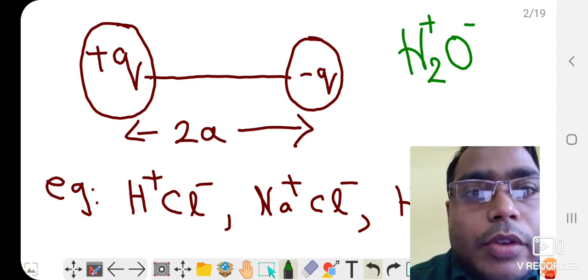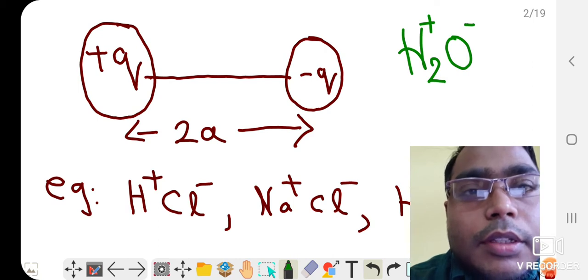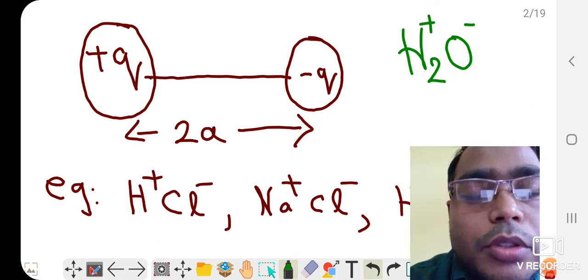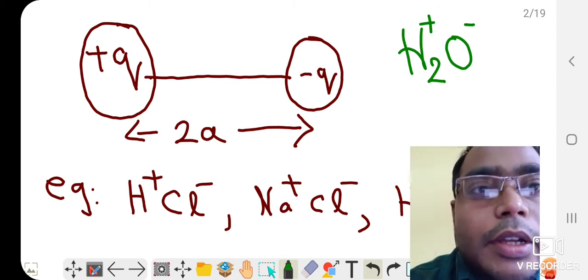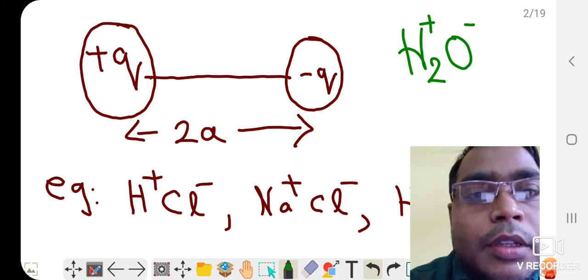So what is the meaning of dipole? It is an arrangement where there will be two equal and opposite charges, and both the charges are separated by some distance. This distance is taken by convention. It can be taken as 2a, or we can take this as 2l.